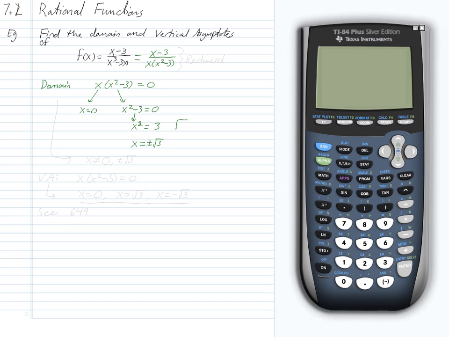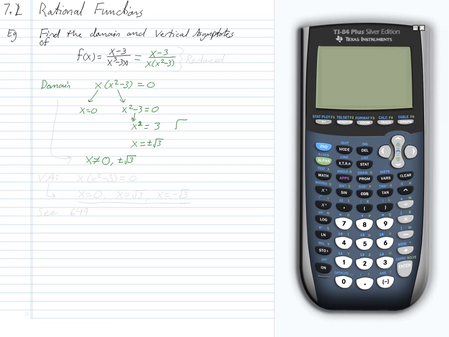Alright, so our issues, we would say that x cannot actually be any of these numbers, 0 or positive or negative square root of 3. So we have three points of concern, three x values that we want to avoid if we're plugging stuff into this function.